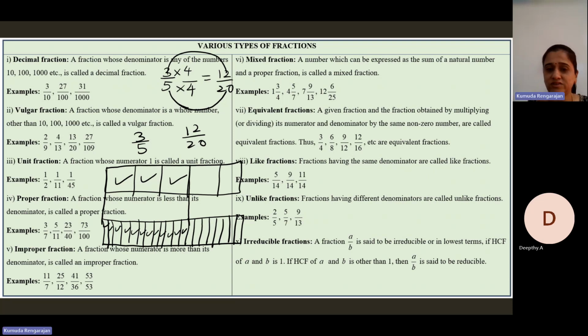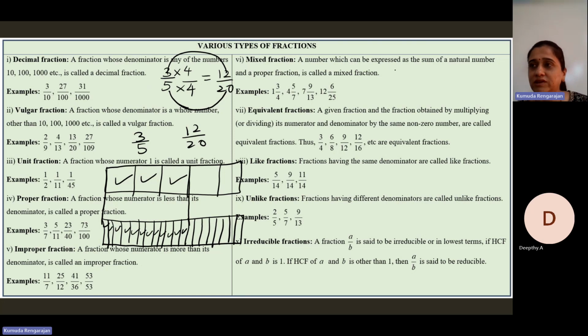In the first one, the toffee is divided into 5 equal portions and you take 3 parts of it. In the second case, we have divided the same toffee into 20 equal portions and you take 12 pieces out of it. The amount of toffee you get is the same in both cases, which clearly makes us understand that 3 by 5 is the same as 12 by 20.